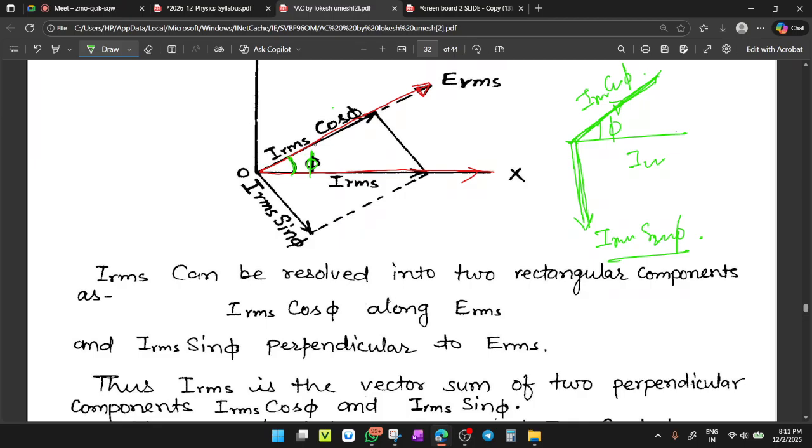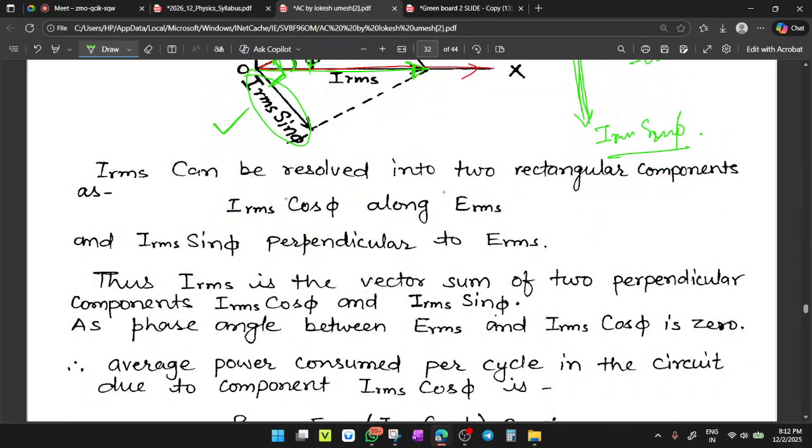Okay, so IRMS can be resolved into two rectangular components. Here we have resolved this IRMS into the two rectangular components: one is the cos component, another one is the sine component. Now check what is the effective angle of this sine component with this ERMS. Check here, the angle equals 90 degrees. So if you find the power consumed by this component, that will appear as 0.